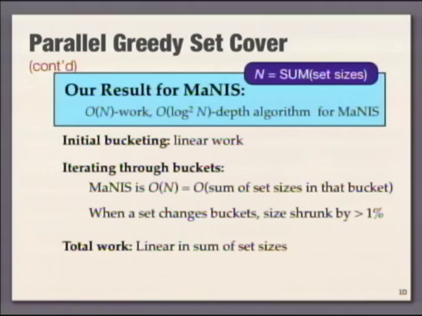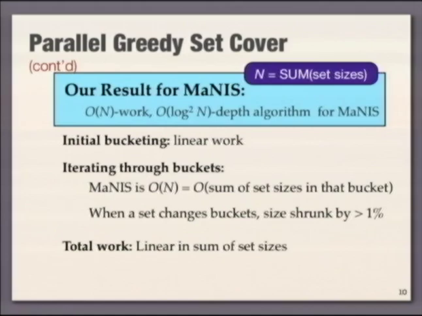So assuming that we can show that MaNIS can be computed in linear work and some polylog depth, where that's linear in the sum of the set sizes that you feed to MaNIS, what we can do is: the initial bucketing is just linear work. You distribute things over to log n buckets. As you go through the buckets, because MaNIS is linear work, and every time a set goes from one bucket to the next one, its size has to go down by at least 1%, you get a geometric sum, so the total work is linear in the sum of the set sizes. So that's it.